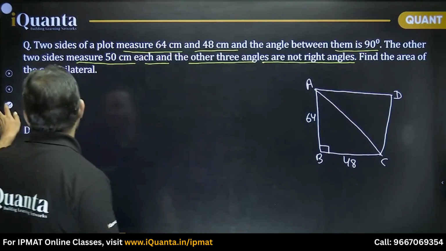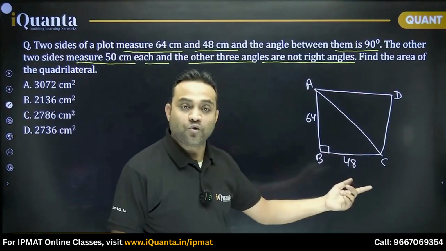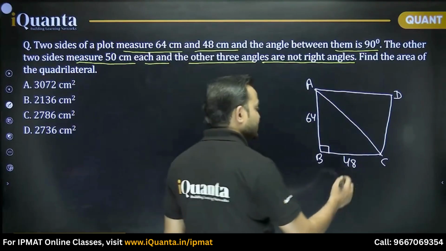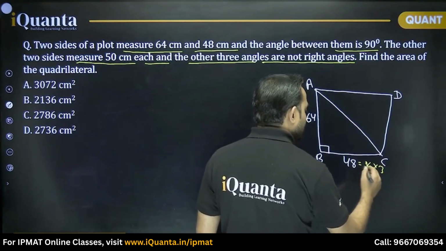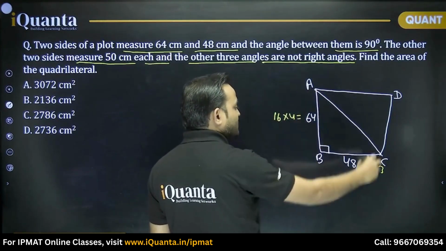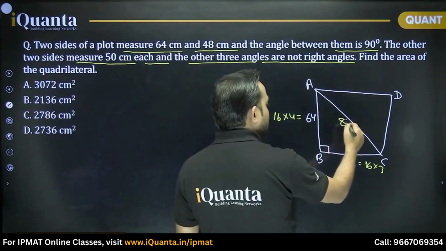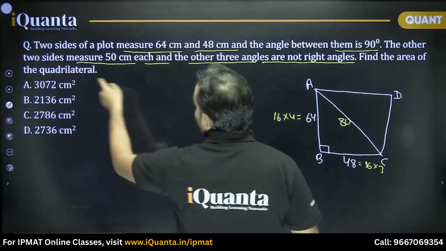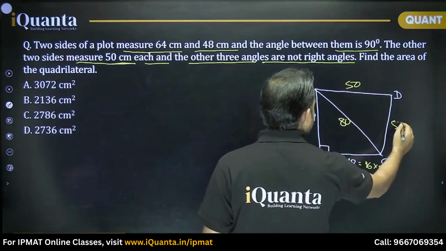And in that case, using the Pythagoras theorem, 48 is 16 into 3, 64 is 16 into 4. So AC will become 16 into 5, which is equal to 80. So AC will become 80 and it's given that the other two sides measure 50 centimeters. So this will be 50 and this will be 50.